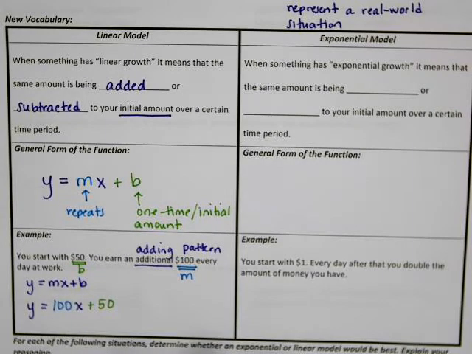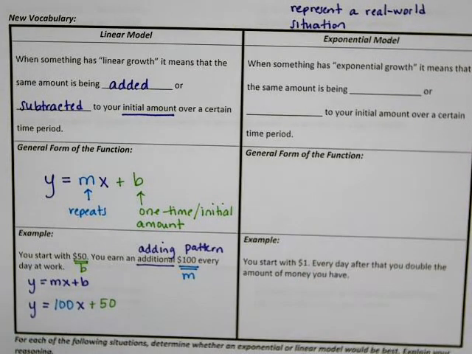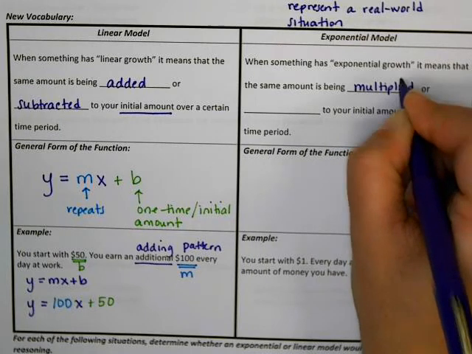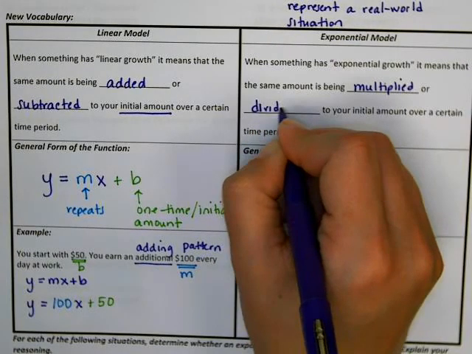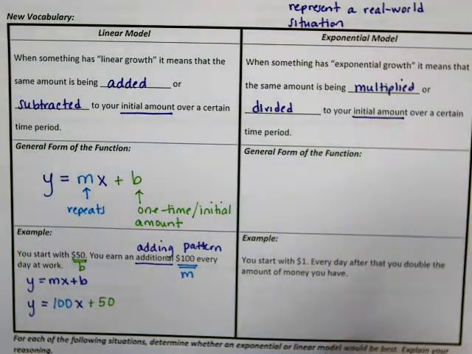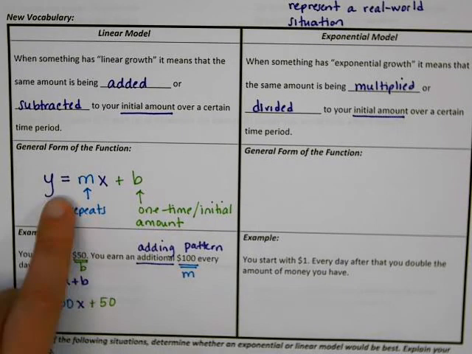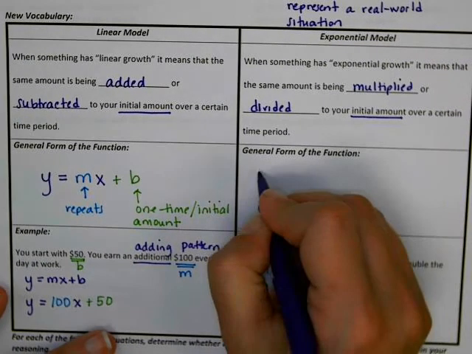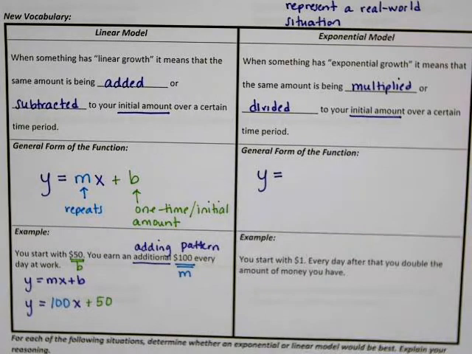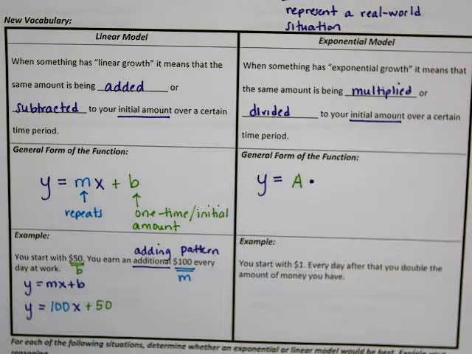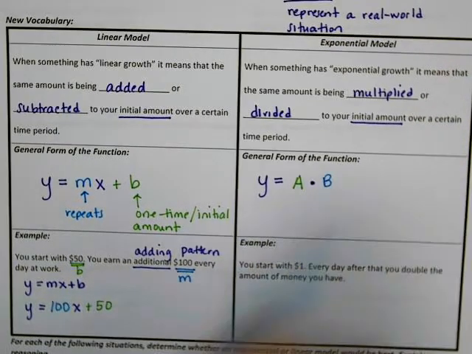Now this is all kind of a review. This side of the paper where we're talking about exponential models is our new idea. When something has exponential growth, it means the same amount is being multiplied or divided from your initial amount over a certain time period. So in general, when we write these equations, it doesn't look like this because that would be linear. It looks like this: y equals a times b to the x power.